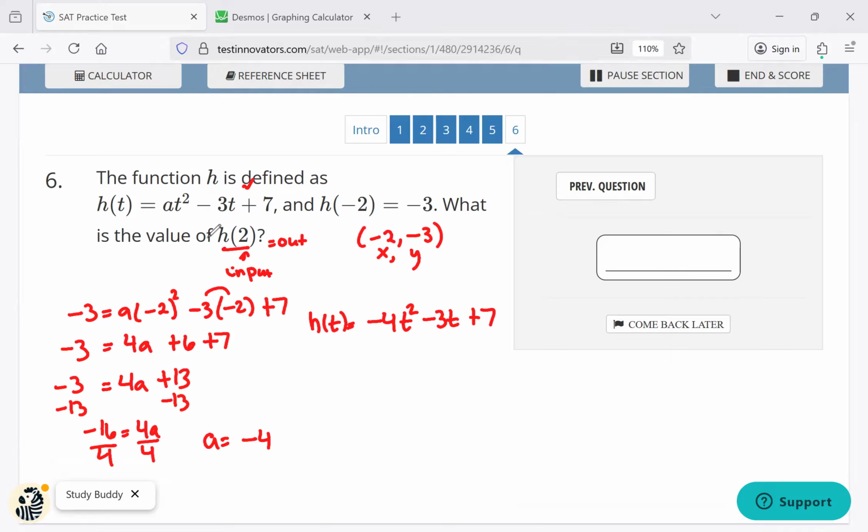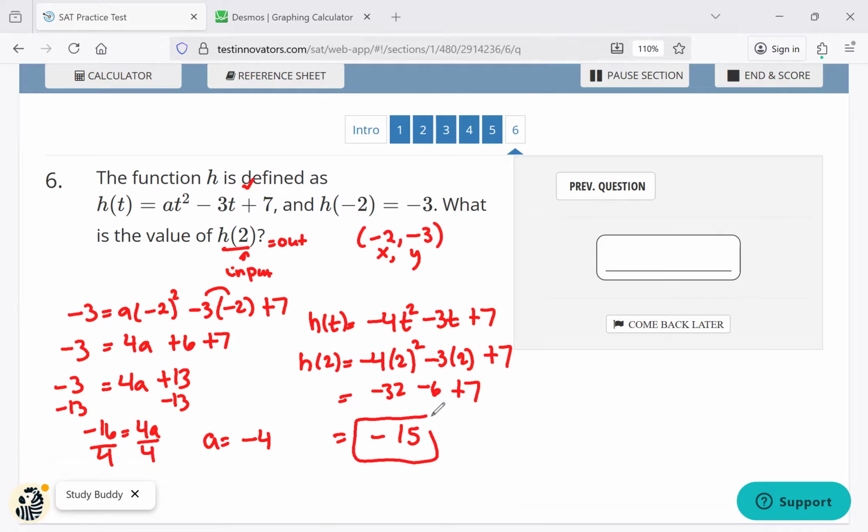Now we can find h of 2. Where we see t, plug in 2. When you put it all together, 2 squared is 4, times negative 4 is negative 16... 2 squared is 4 times negative 8 is negative 32, minus 6, plus 7. And you get negative 15 as my final answer. So that wasn't too bad, right?